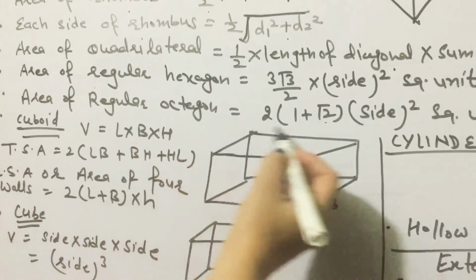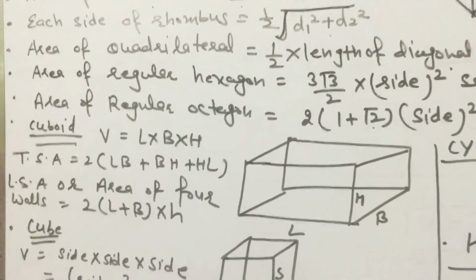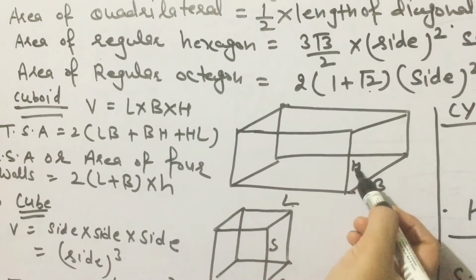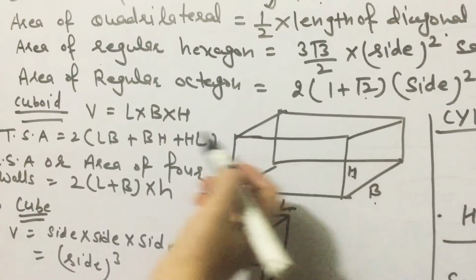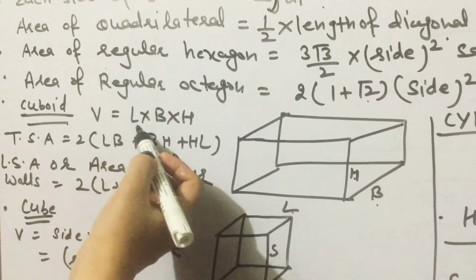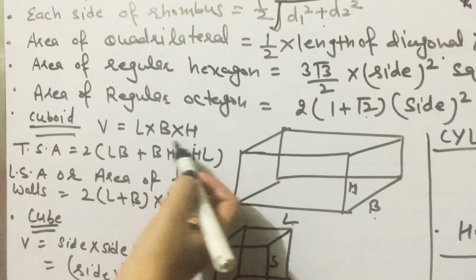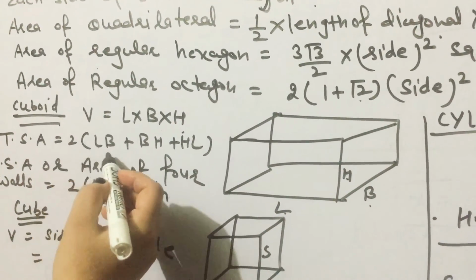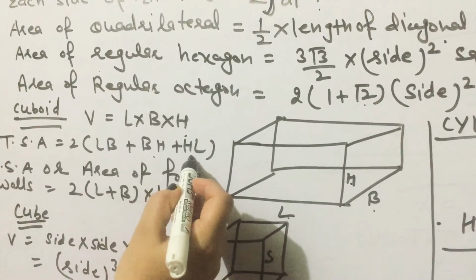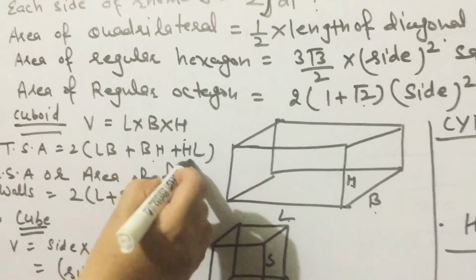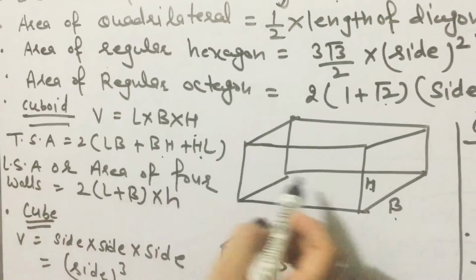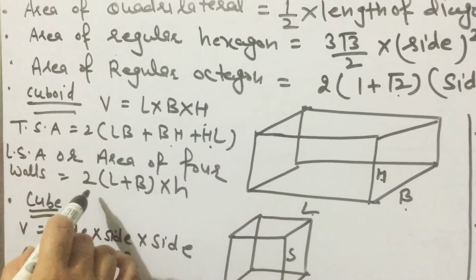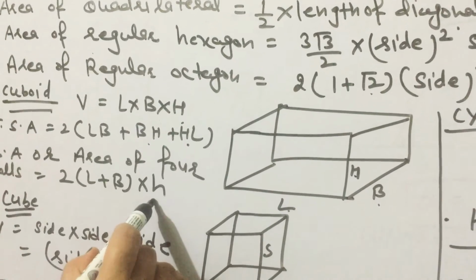Now cuboid. You have already learned about the cuboid, cube and cylinder. Cuboid is here. This is the length, breadth and height of the cuboid. If we have to find the volume of a cuboid, the formula is L into B into H. And the total surface area of this cuboid is 2 into LB plus BH plus HL. L means length, B breadth, H height. Lateral surface area or area of 4 walls. If we have to find the area of 4 walls, the formula is 2 into L plus B into H.